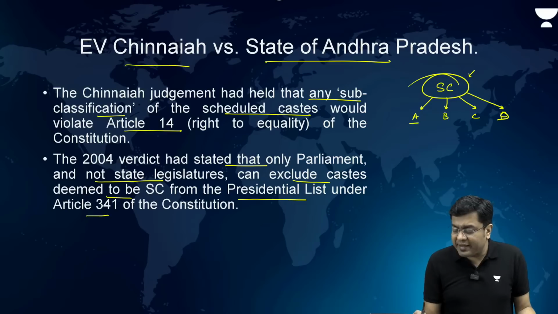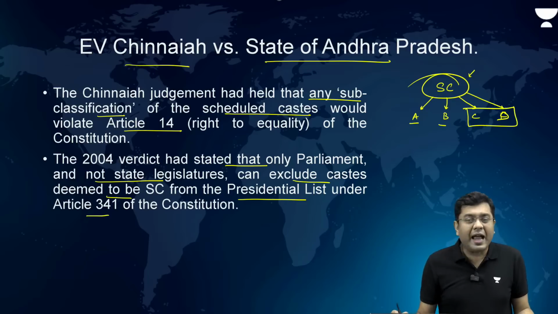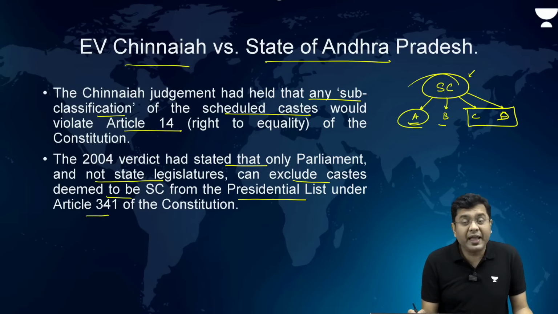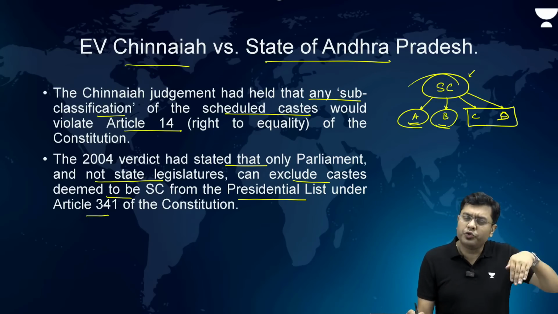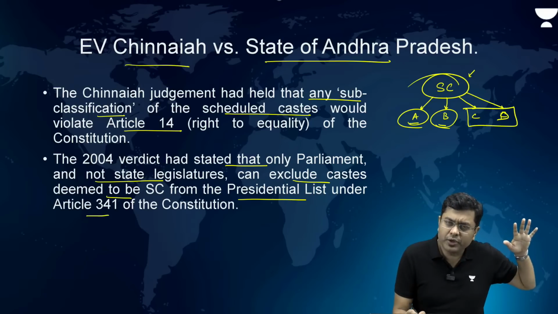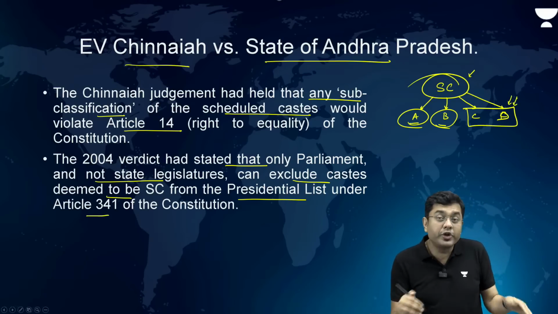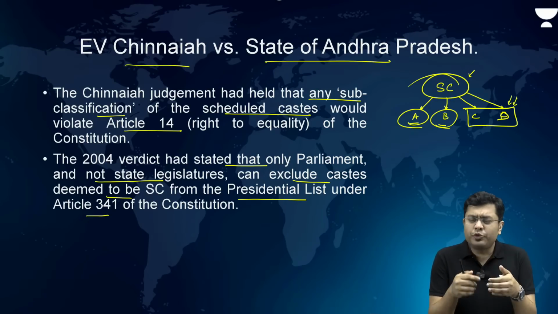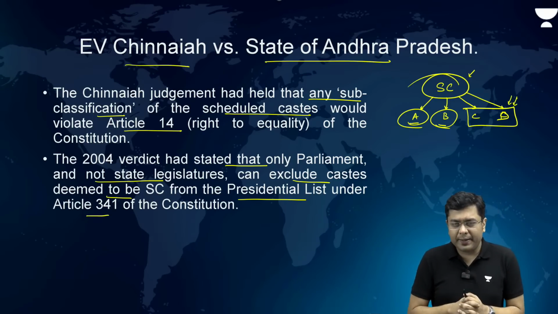Let's suppose A has done much better, B has done much better, C and D, they are languishing, they are not doing better. So, the argument that the judges posed was that can't we have A and B choosing to move out of this reservation and all that reservation focused on those groups which are not doing well? So, that was the argument due to which the Supreme Court said we will take a relook at it.